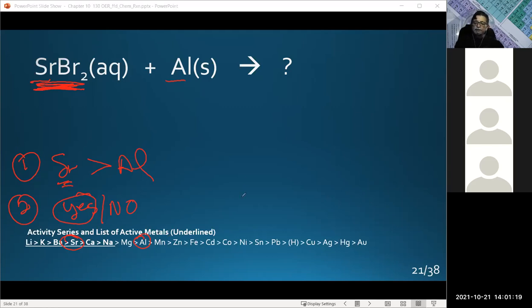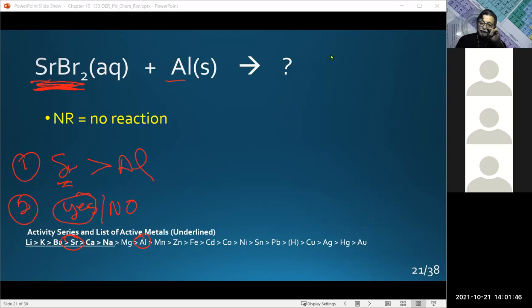And so in this case, the most reactive metal is already in the most stable form, which is ionic form. And so what happens is no reaction, okay? No reaction here, nothing will happen because strontium bromide is already in ionic form. It's stable, it's happy. It's got the octet fulfilled there, okay? So what does that mean?